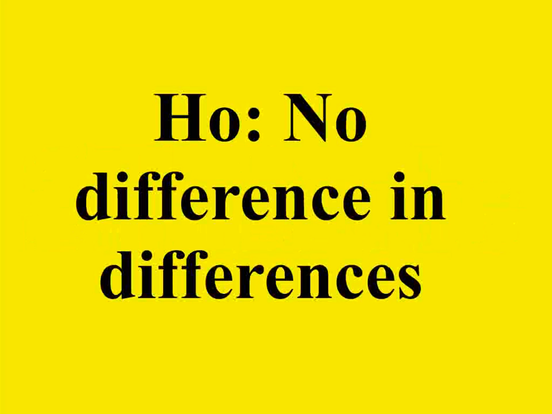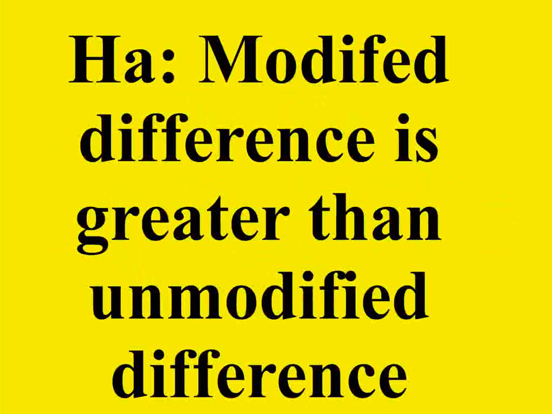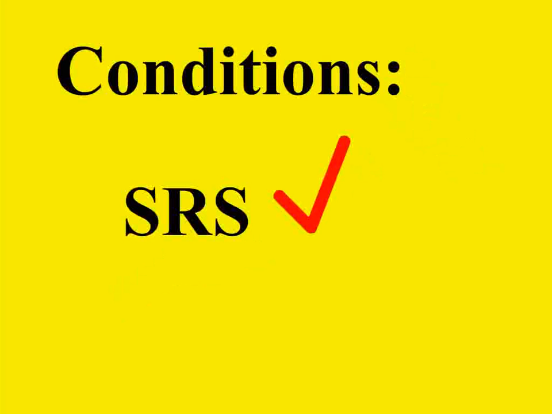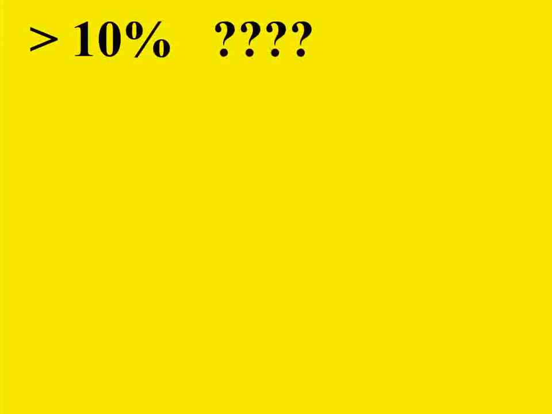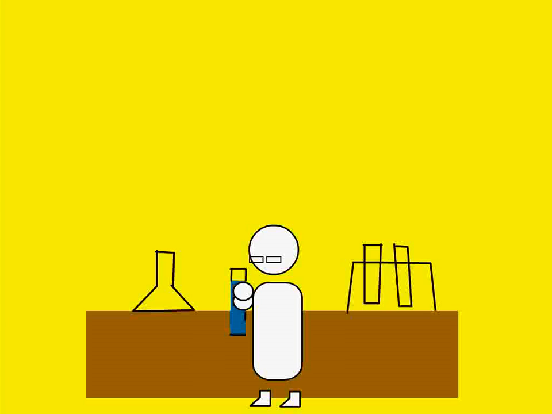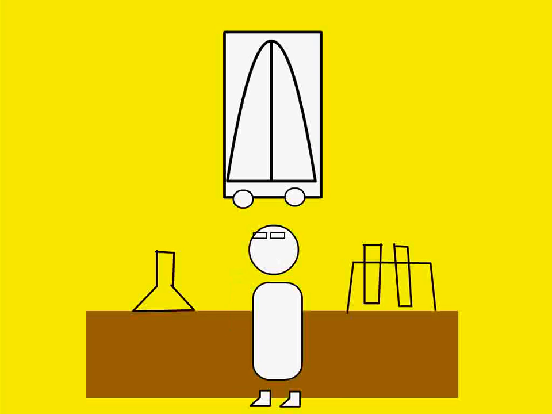My null being that there is no difference between the differences, and the alternative being that the modified difference is greater than the unmodified difference, which means an improvement in glide time. After checking that the sample used in SRS was normal and was less than 10% of the actual population, I performed the test and got the worst possible answer: nothing.